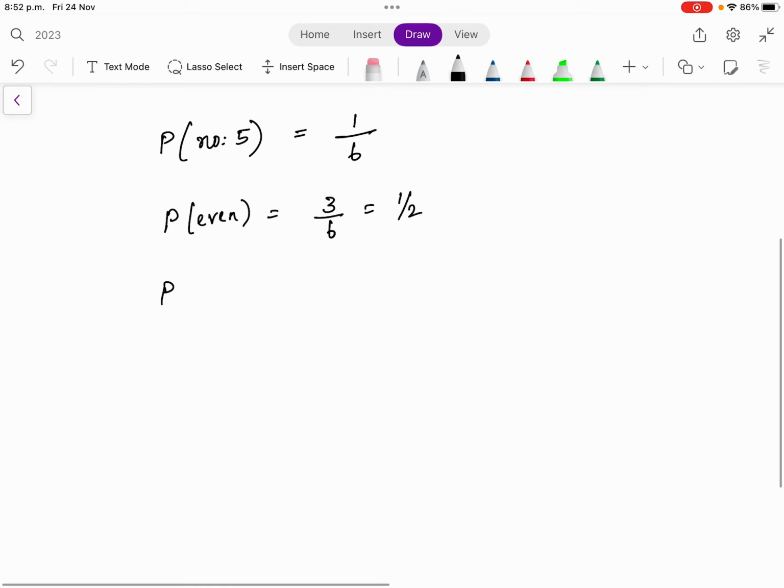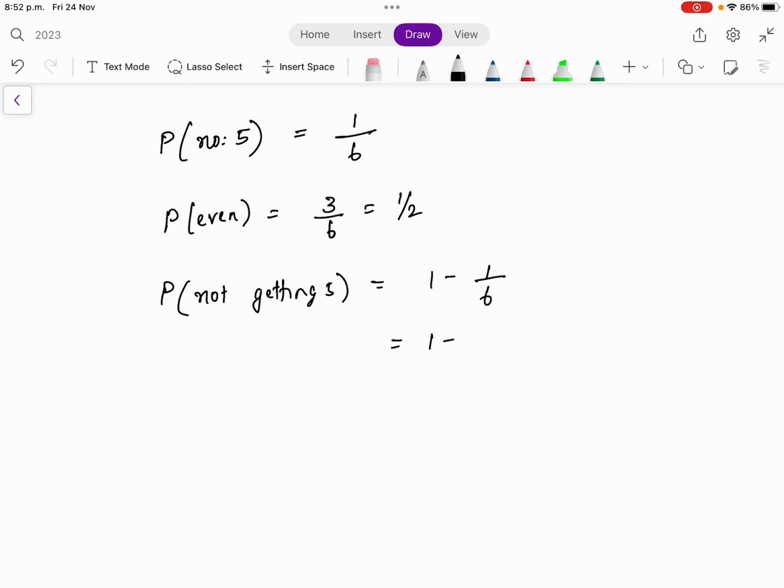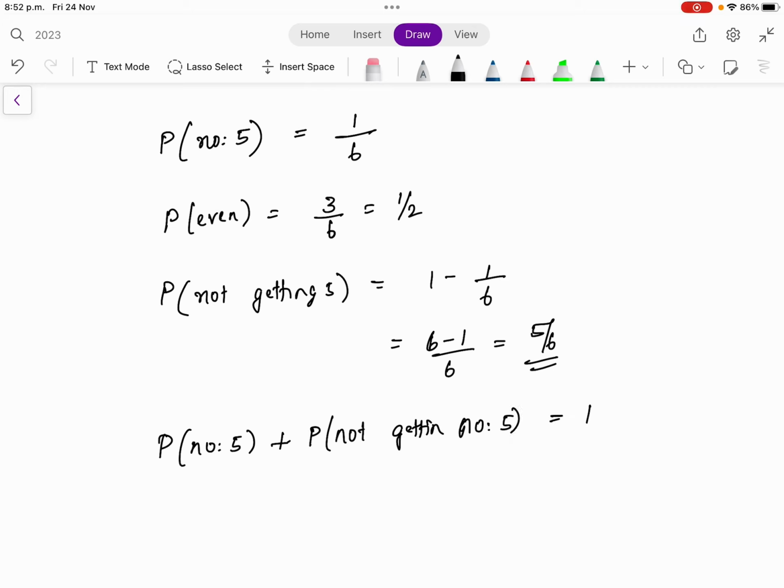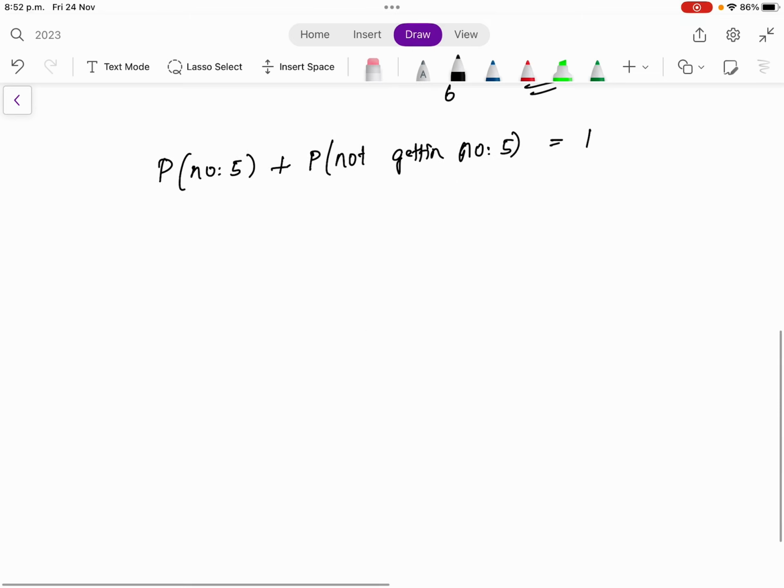There's one more thing. The probability of not getting a 5 is equal to 1 minus 1 over 6, that is, 1 minus the probability of getting a number 5. So that is equal to 6 minus 1 over 6, which is equal to 5 over 6. What it means is the probability of getting a number 5 plus the probability of not getting a number 5 when you roll a dice should be equal to 1. So the total sum of all the probabilities, the total sum of all the outcomes of an event, should always be equal to 1. This is one concept which you have to learn.